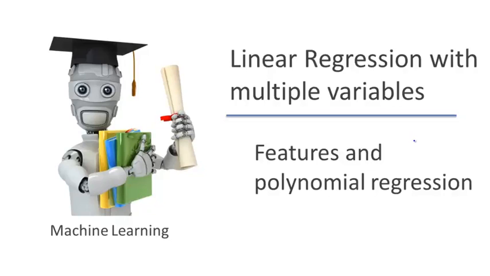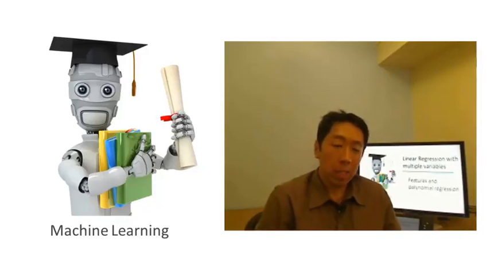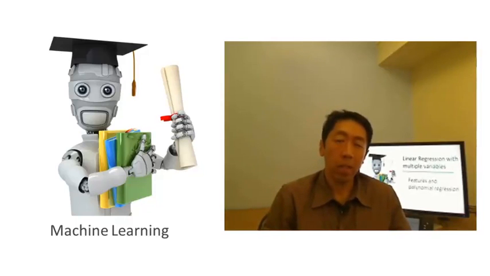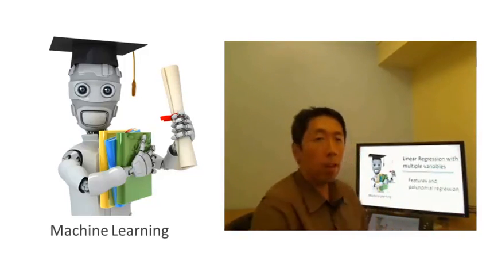You now know about linear regression with multiple variables. In this video, I want to tell you a bit about the choice of features that you have and how you can get different learning algorithms, sometimes very powerful ones, by choosing appropriate features. In particular, I also want to tell you about polynomial regression, which allows you to use the machinery of linear regression to fit very complicated, even very nonlinear functions.